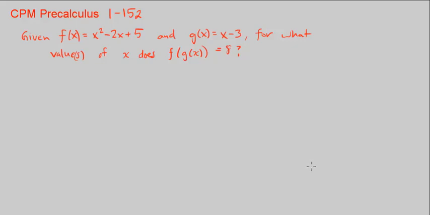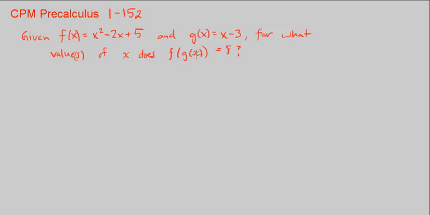This is CPM Precalculus Chapter 1, number 152. Given f of x equals x squared minus 2x plus 5, and g of x equals x minus 3, for what value or values of x does f of g of x equal 8?